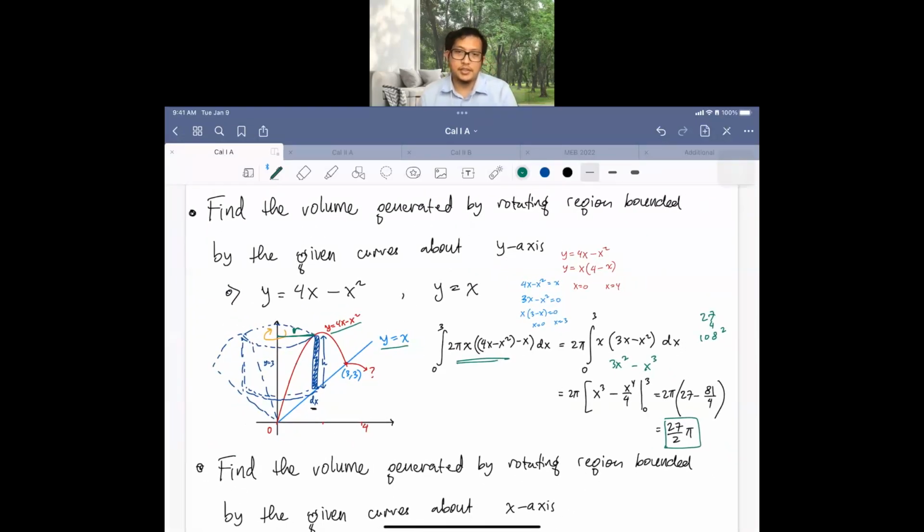So pretty much, whenever you find a question about volume, and it asks you to rotate the area, you have choices. You can have the disk method, the full disk method, or the hollow disk method, or the cylindrical shell. This one is the cylindrical shell.